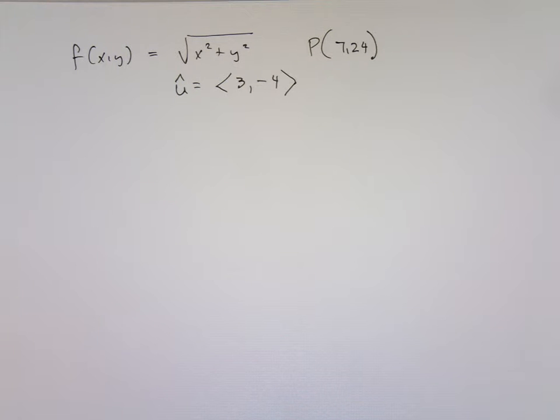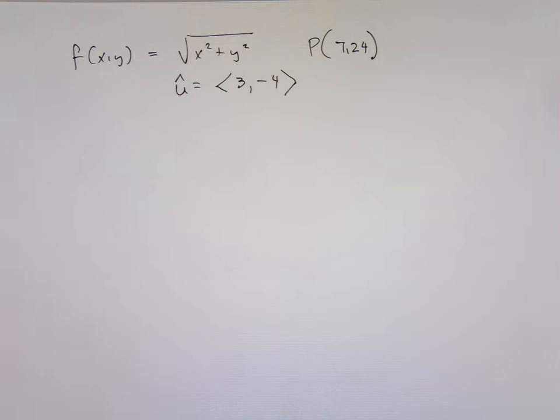We want to find the slope of the tangent line of the curve that's produced by taking our surface, intersecting it with a plane containing this point in the direction of 3, negative 4, back that direction. It's going to give us a curve that looks like this, and the slope of the tangent line is going to be off this way somewhere. That's what we're doing here: finding the slope of that tangent line in that direction.